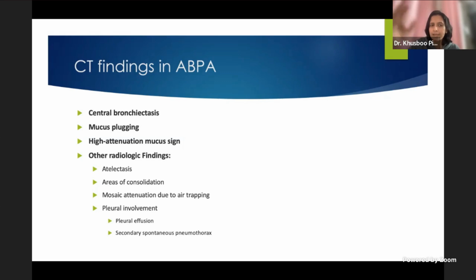So the other radiological findings are amongst the findings which you see with most of the other infections in the lung. These are nothing very characteristic, but the top three findings, that is the central bronchiectasis, mucus plugging, and high attenuation mucus sign, are more sensitive and specific towards ABPA.